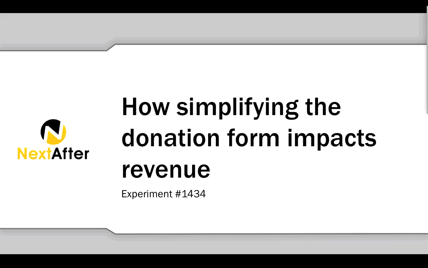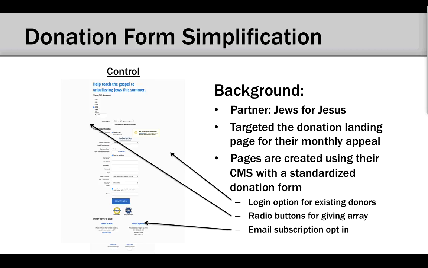This one's very simple. This is an online donation page. The research partner is Jews for Jesus. This is a landing page as part of a monthly appeal. And so we just are focusing on the form here. And there's a number of different things that we observed. And again, every single experiment begins with a hypothesis, and that requires you to spend some time observing your pages and see what you can kind of look at and pull out of it.